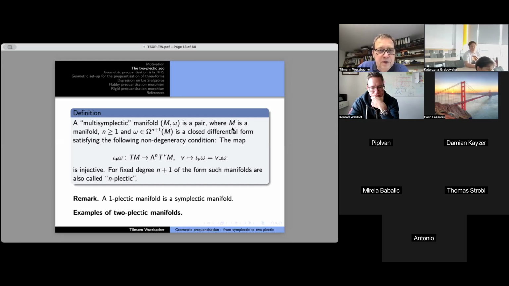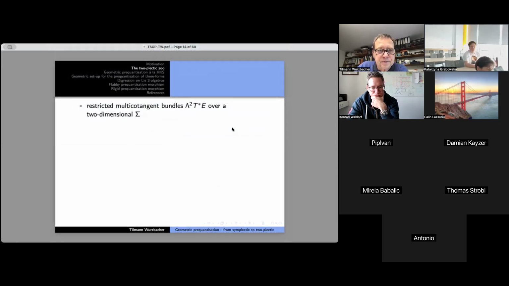Now I give a bit of a zoo. The first case is what I said: the restricted multi-cotangent bundle over a two-dimensional Sigma.